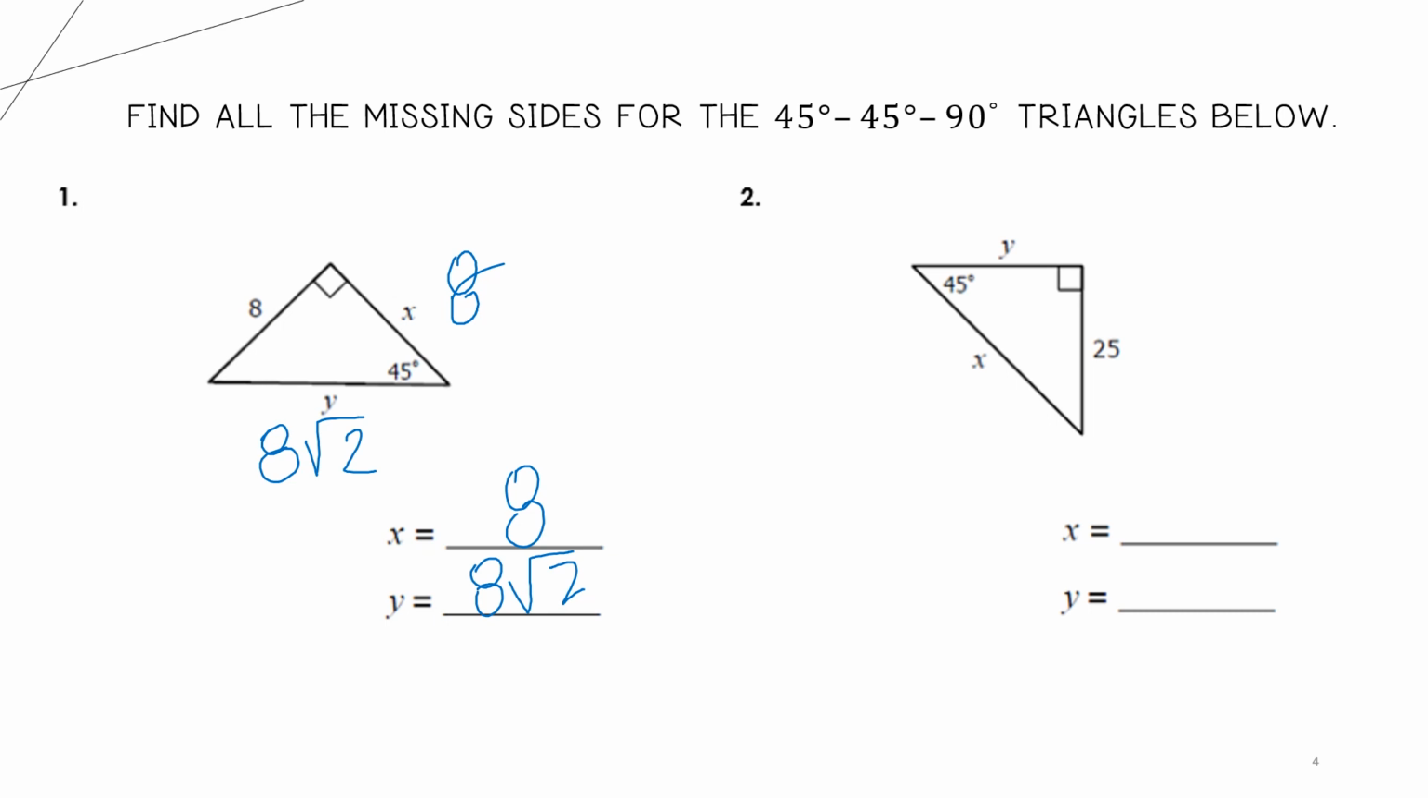On number 2, we have another leg, which is 25. So that means the other leg is 25. So y is 25. And then the hypotenuse, because it's a 45, 45, 90, will be the leg times the square root of 2. So 25 root 2 for x, or the hypotenuse.